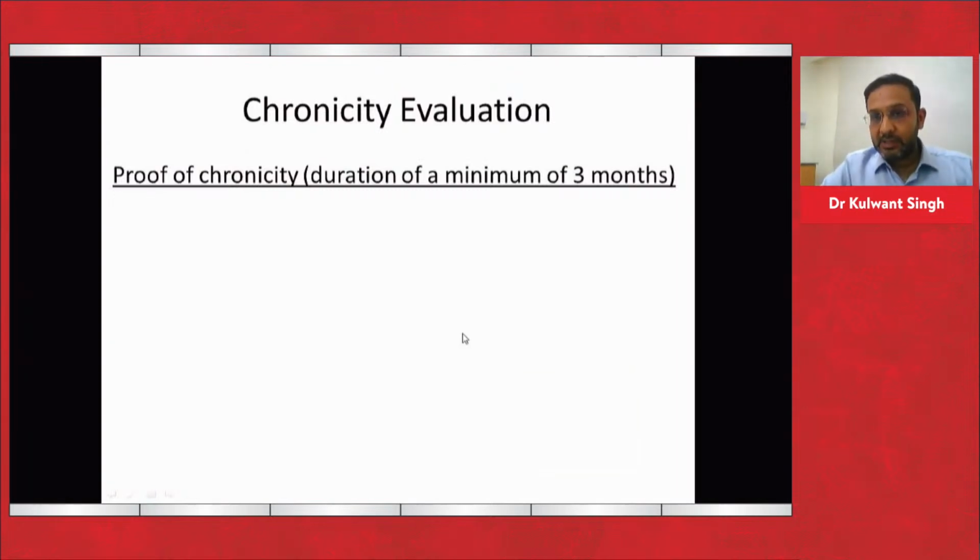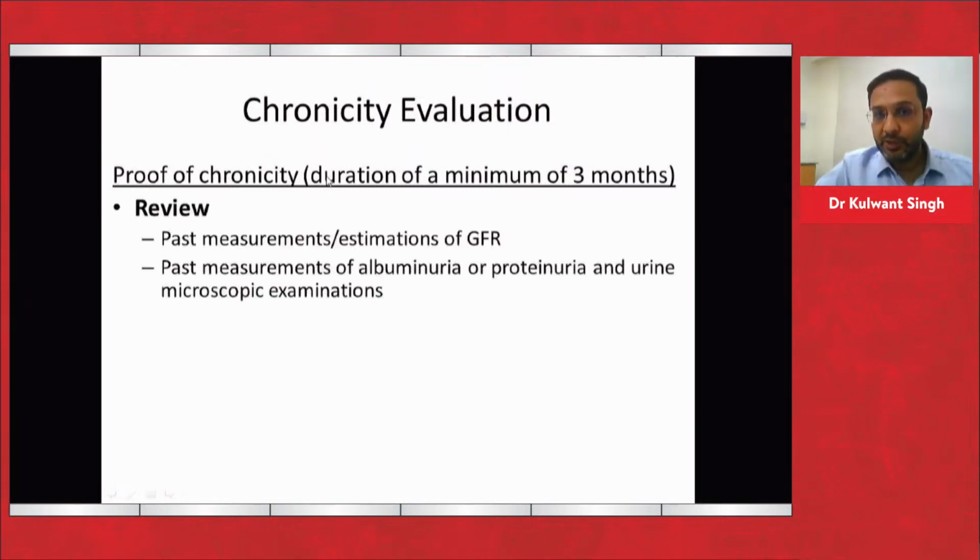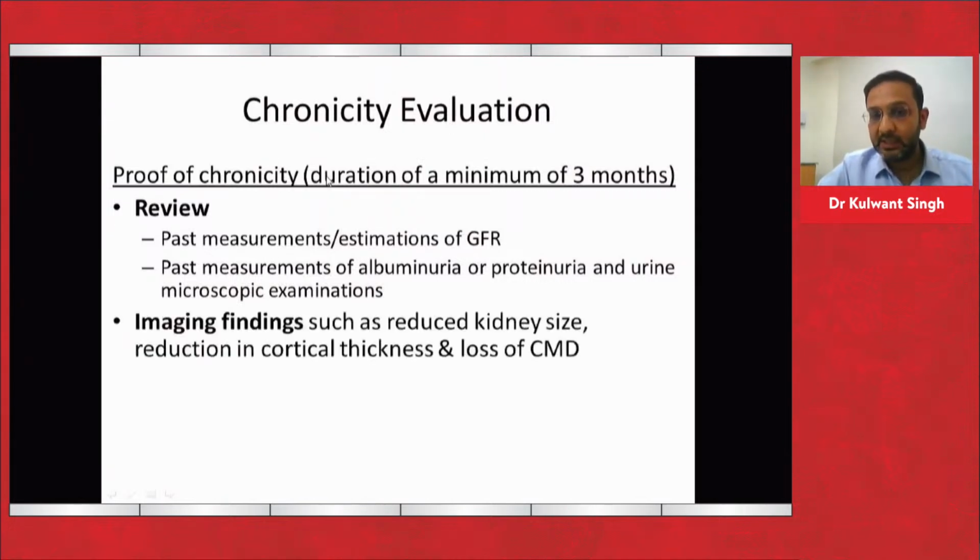Apart from making the diagnosis, in these guidelines KDIGO has given more importance to the chronicity evaluation of a patient. Proof of chronicity means that the disease has been present for at least 3 months, so we should review the past records of the patient: his past estimated GFR, past records of creatinine, albumin, and proteins in the urine. We should try to find chronicity by imaging methods, like sometimes the kidneys are already shrunken, cortical thickness is decreased, or CMD is lost totally. That shows chronicity on day one of the diagnosis only.